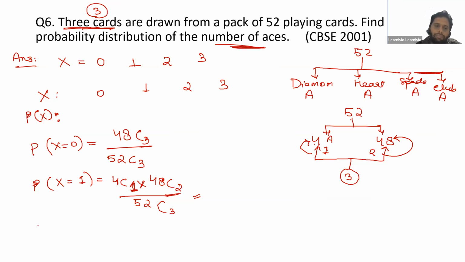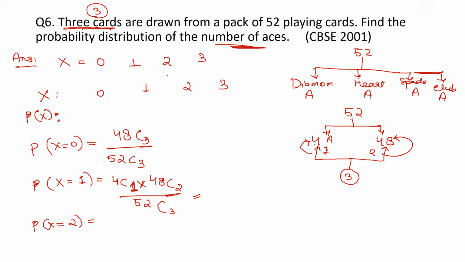Okay, great. Now, everyone, please tell me in the form of combination, x is equal to 2. Don't tell me the direct answer, tell me in the form of combination. What is the probability of x is equal to 2? So 8c1 into 48c1 by 52c3.